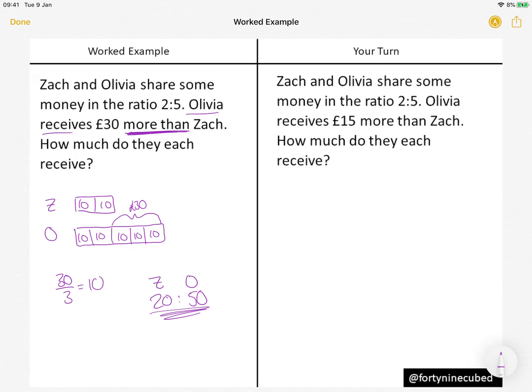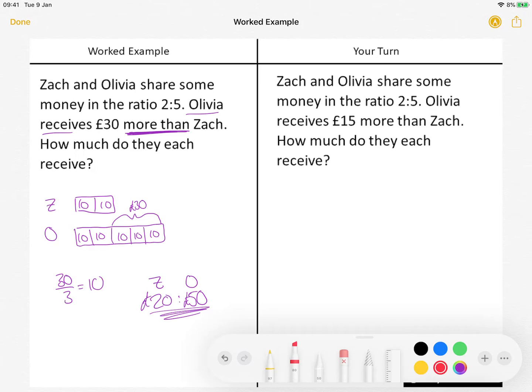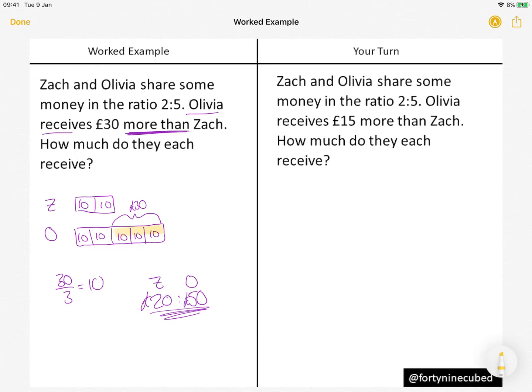So there we go. I've answered the question: how much do they each receive? Zach gets £20 and Olivia gets £50. So I'll just talk through what I did now. I'm told that Olivia receives £30 more than Zach. Well, I can see that Olivia's got 3 more boxes. So she's got 3 more parts of the ratio.